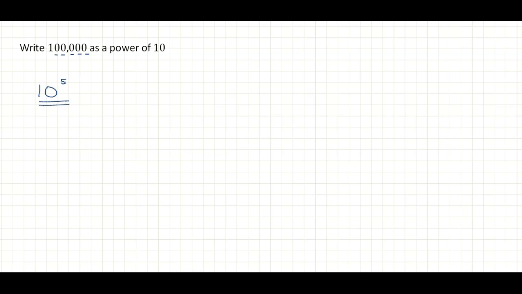Okay. Then final example, 1 million. So we're going to write 10. Let's count how many zeros. 1, 2, 3, 4, 5, 6. We write 6. So 10 to the power of 6 is 1 million.